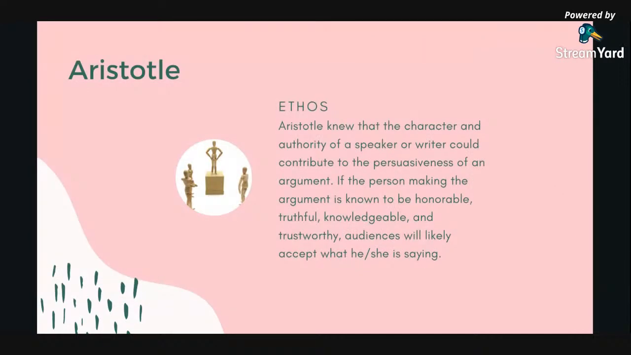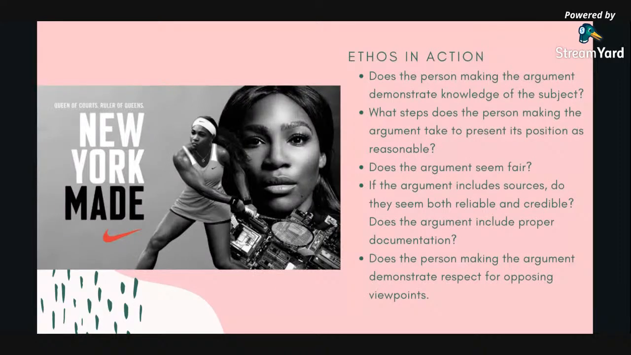Next, ethos. Aristotle knew that the character of a person could contribute to the persuasiveness of an argument. If that person is known to be honorable, truthful, knowledgeable, or trustworthy, that will help support the argument and help people accept what is being said. So in this image, take a second and look at it. So, ethos in action, let's look at those questions.